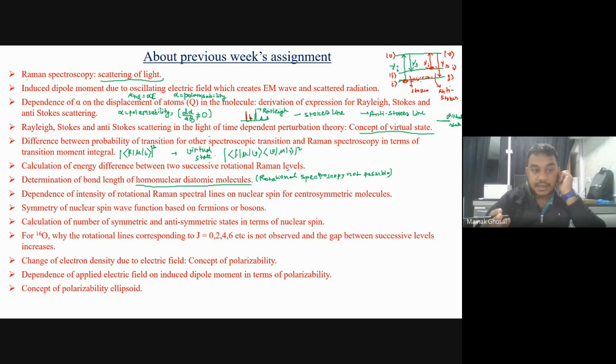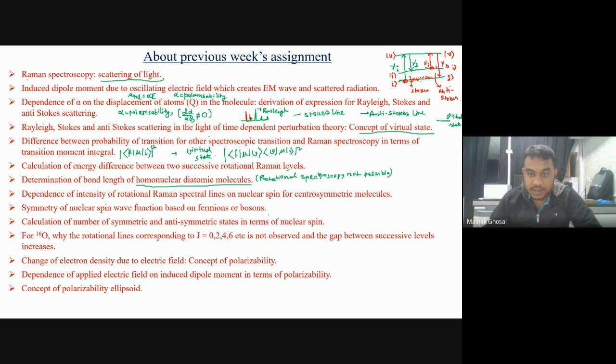Then the dependence of the intensity of rotational Raman spectral lines on nuclear spin for centrosymmetric molecules was also discussed, and will be discussed today also. And then the symmetry of the nuclear spin wave function based on fermion and boson was also shown. Then for the case of boson, what should be the nuclear spin, and for the case of fermion, what should be the nuclear spin?